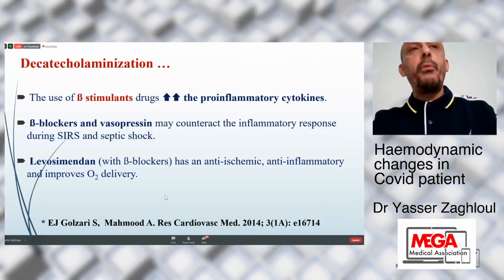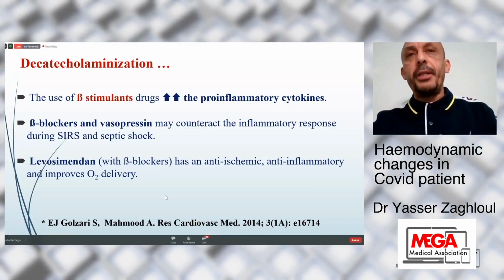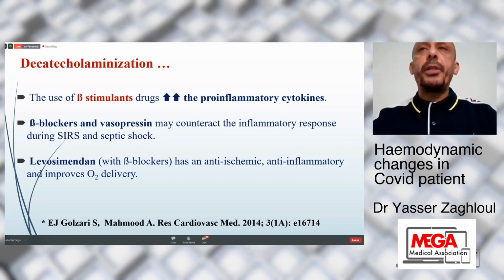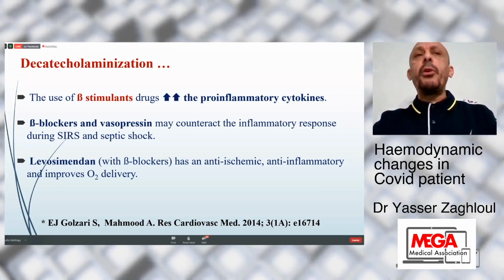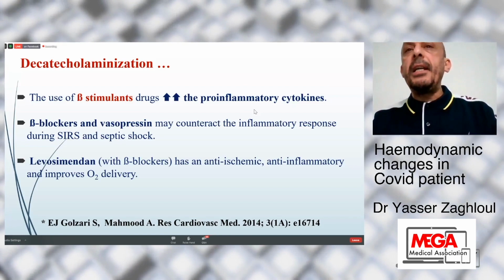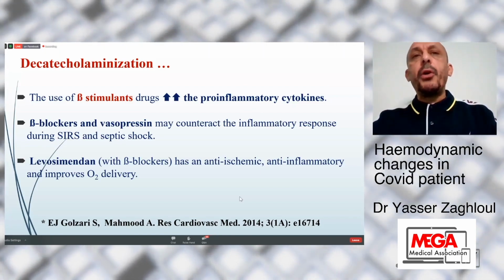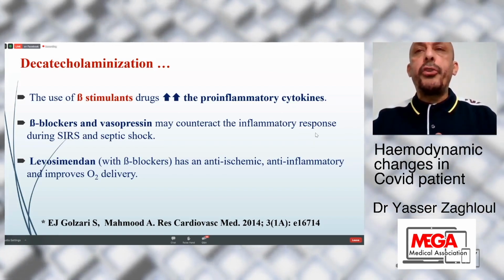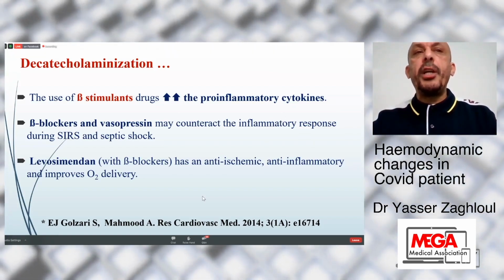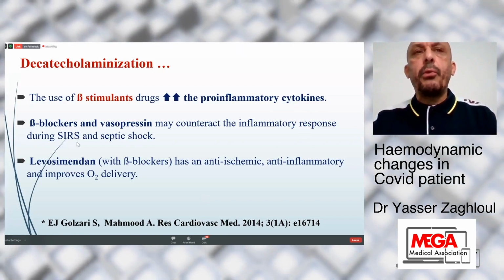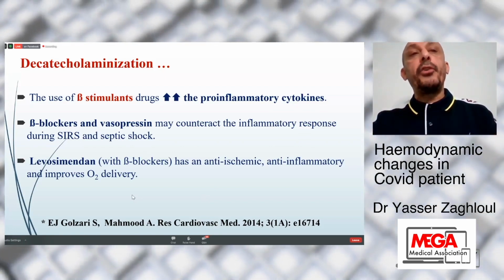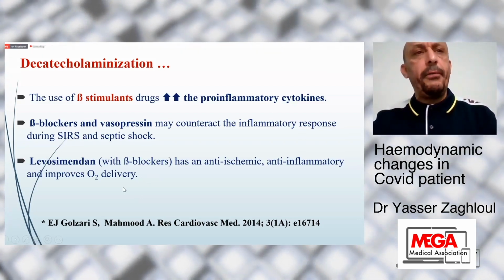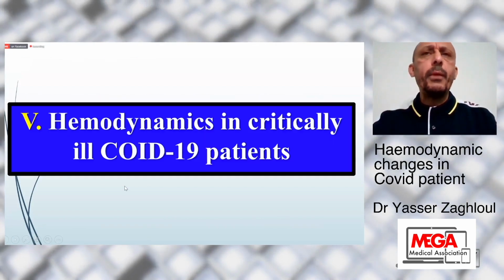We have a new term, named catecholamine immunization. This is to minimize the use of catecholamines, and this is again because of the problem of vasoplegia, because beta stimulants in general increase the pro-inflammatory cytokines. So there are many trials using vasopressin with beta blockers to reduce the inflammatory response, especially in patients with systemic inflammatory response syndrome and septic shock. And as you know, levosimendan is now used in many patients. I will talk about levosimendan very soon.